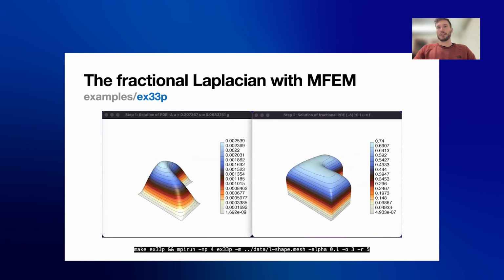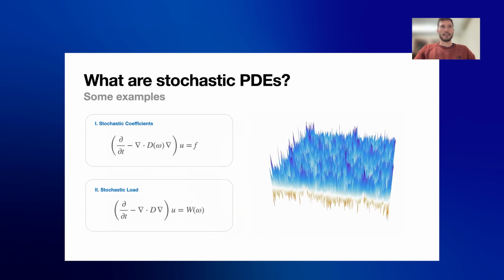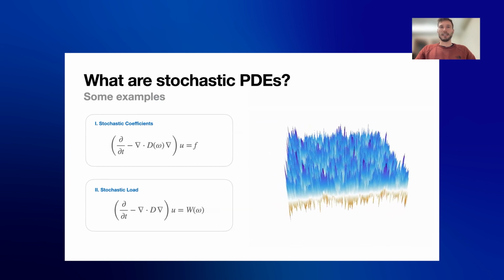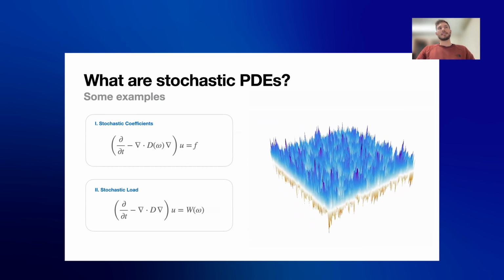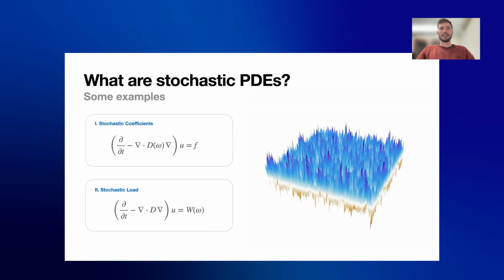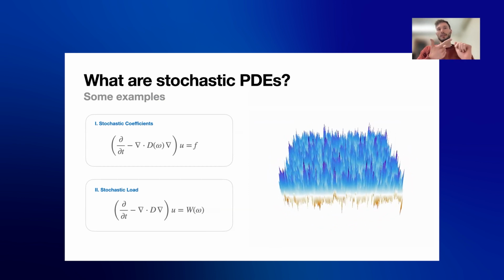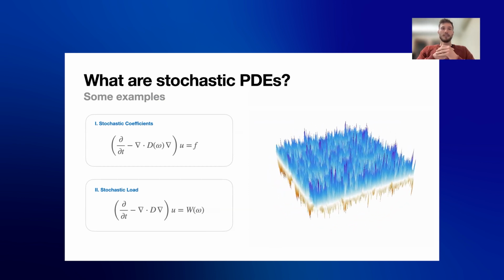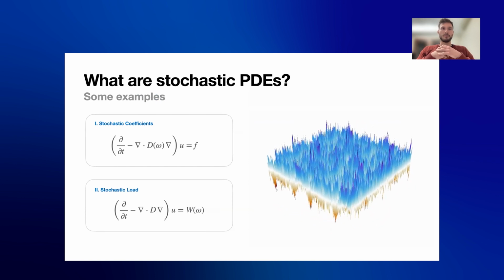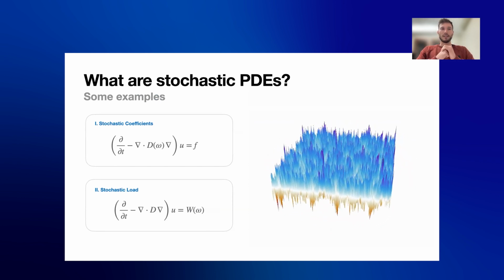We wanted to understand how to treat fractional PDEs. This is one way to do it. There's also a second thing that I would like to comment on, and this is stochastic PDEs. There's two ways to have stochasticity in your PDEs. Either you have it in the coefficients or you have it in the load. We only focus on the second point right now because this has been implemented in MFEM by now.